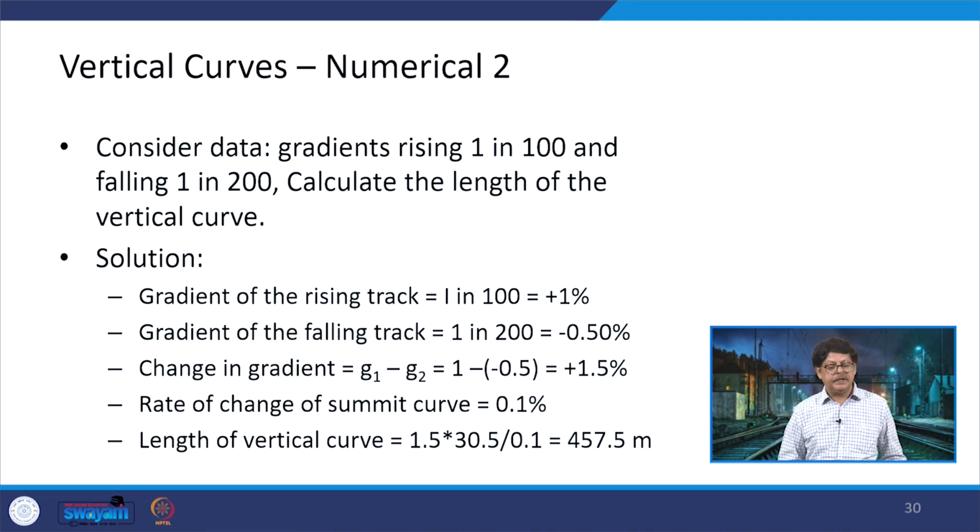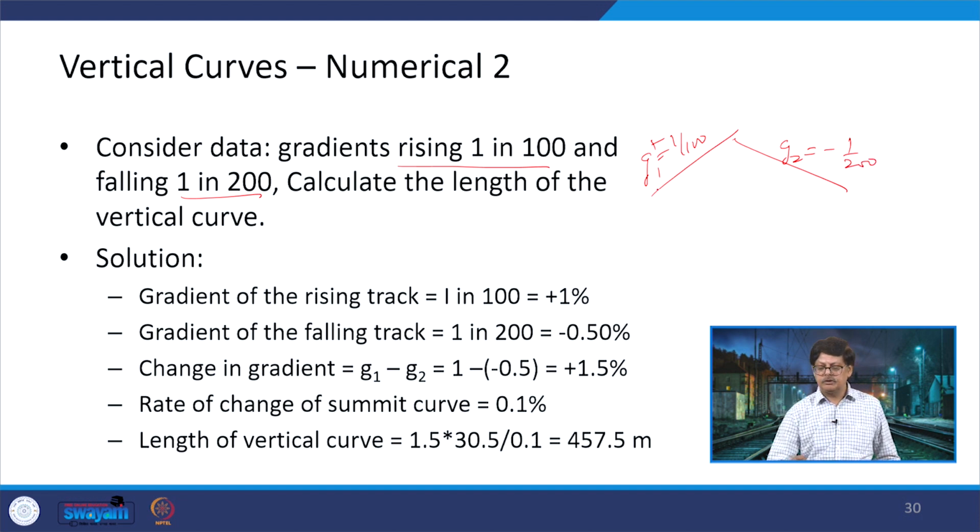Now, let us look at the numerical here. Consider the data given: gradients, one is rising 1 in 100, another is falling 1 in 200. So, there is a rising and there is a falling gradient. So, this is G1 which is 1 in 100 positive, and this is G2 which is falling 1 in 200 negative. We have to calculate the length of the vertical curve which is to be provided here. So, gradient is being converted here in terms of percent. So, it is plus 1% and minus 0.5%.